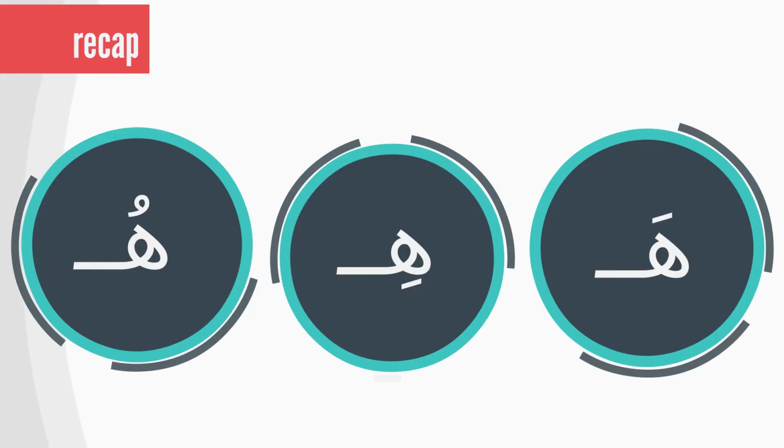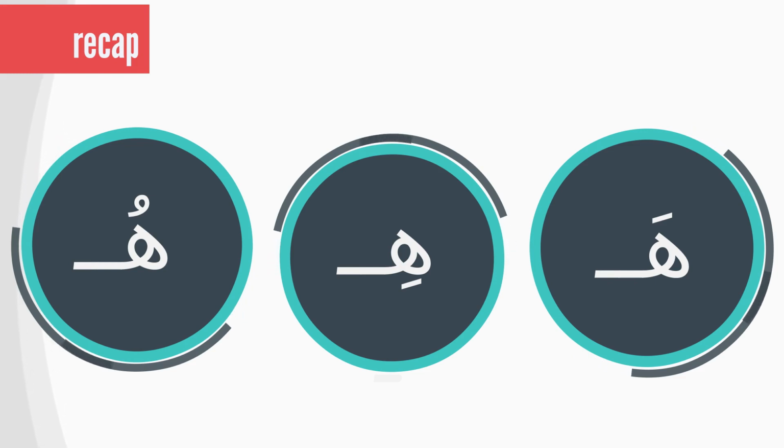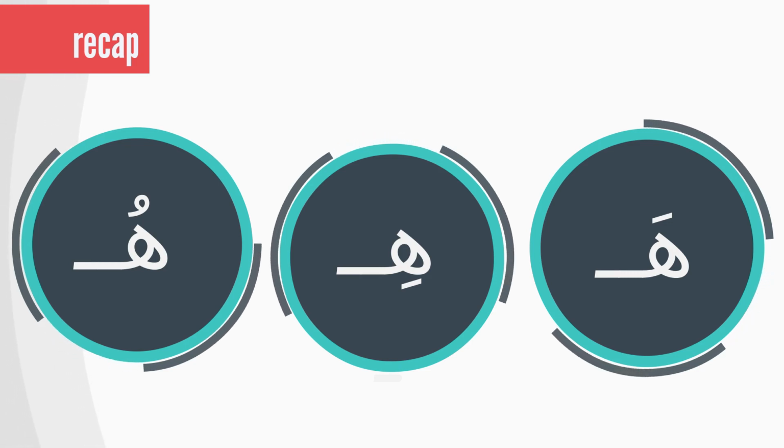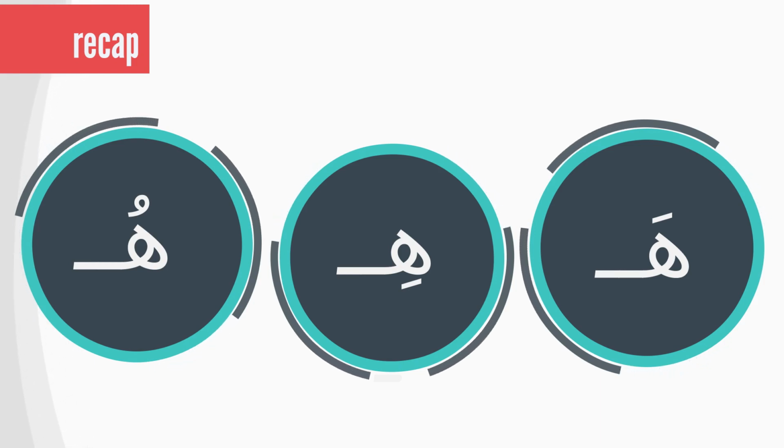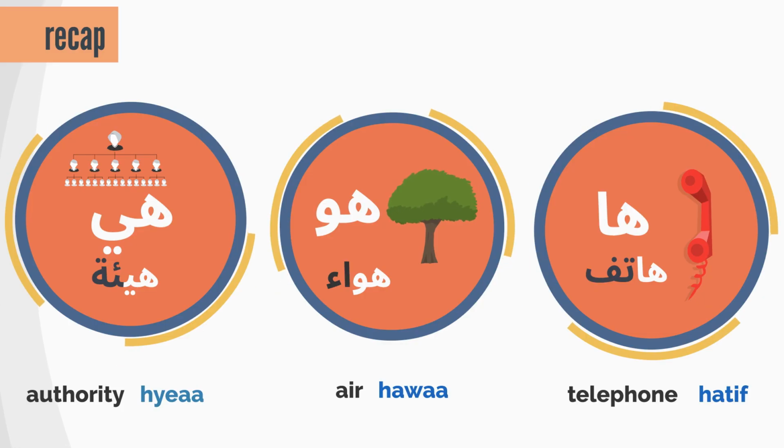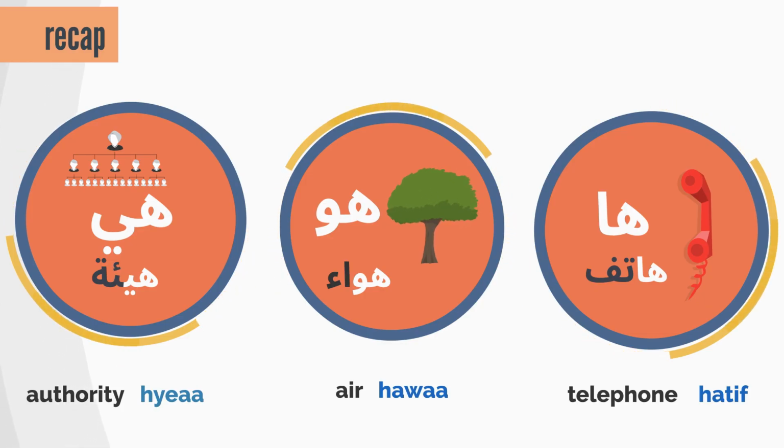Let's repeat together ها with short vowels. The first one, ها. The second one, he. The last one, هو. Again, repeat with me. Ha with long vowels. Ha. Who. He.